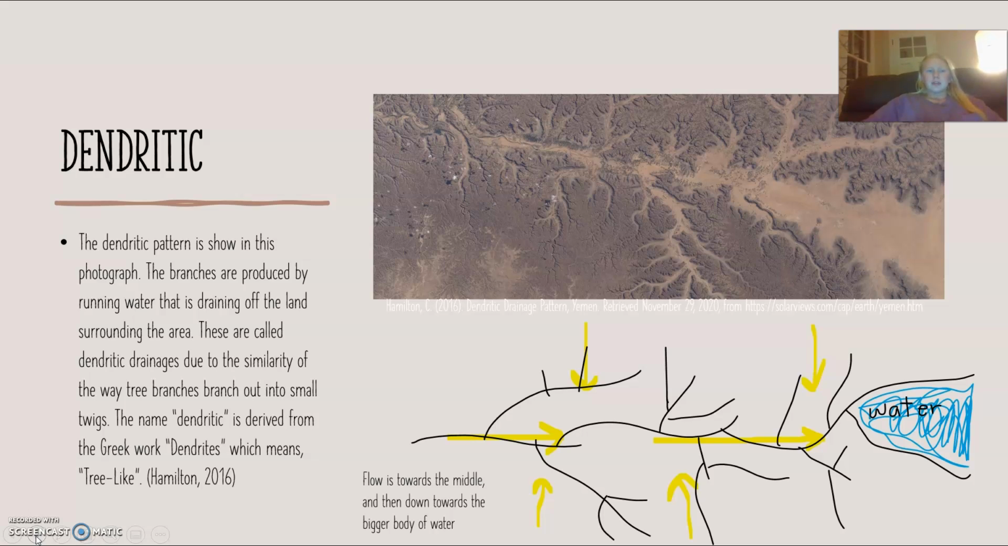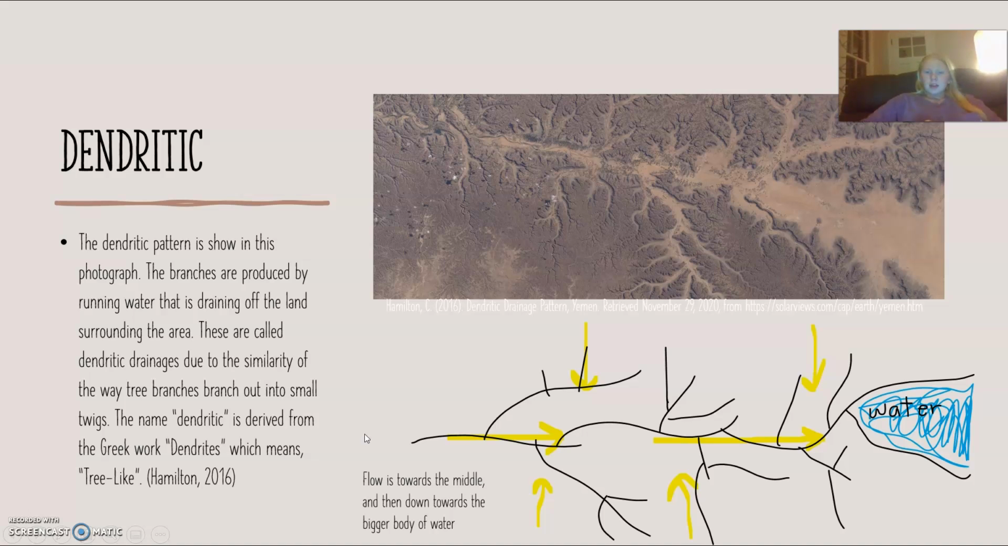The branches are produced by running water that is draining off the land in the surrounding area. These are called dendritic drainages due to the similarity of the way tree branches branch out into small twigs. The name dendritic is derived from the Greek word dendrites, which means tree-like. You can see here, these are like the little tree branch type things I was just talking about. And this is basically a drawing of what is up here.